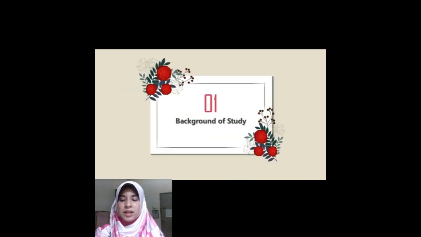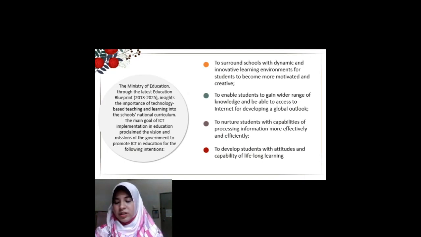The first one, background of the study. Based on the articles that I have read, this is the driving force to why I want to carry out the research, which is to evaluate the aspects that affect the use of ICT integration among teachers in public primary schools. The Ministry of Education, through the latest Education Blueprint 2013 until 2025, insights the importance of technology-based teaching and learning into the school's national curriculum.